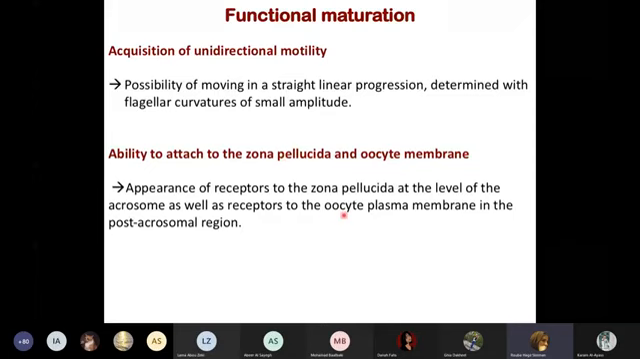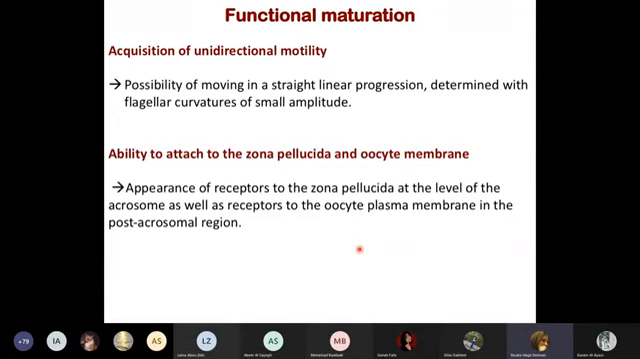a translucent, acellular part that is surrounding the oocyte. For the sperm cell to be able to enter the oocyte and do fertilization, it needs to cross the follicular cells as well as the zona pellucida. Okay, so in order to cross the zona pellucida, the first thing it needs to do is bind to it. So it is necessary for the sperm cell to have receptors for the zona pellucida. So here it will acquire the receptors for the zona pellucida at the level of the acrosome.